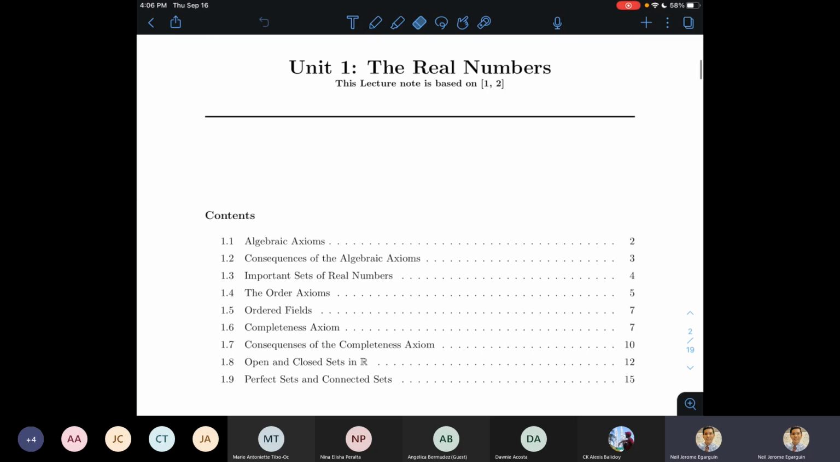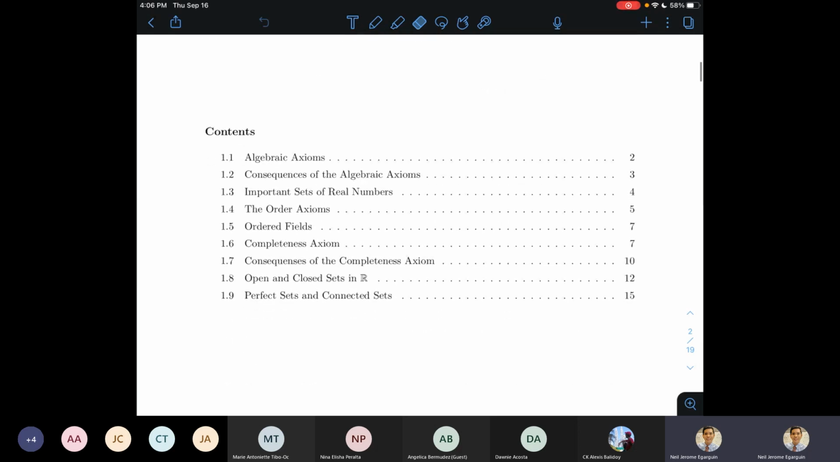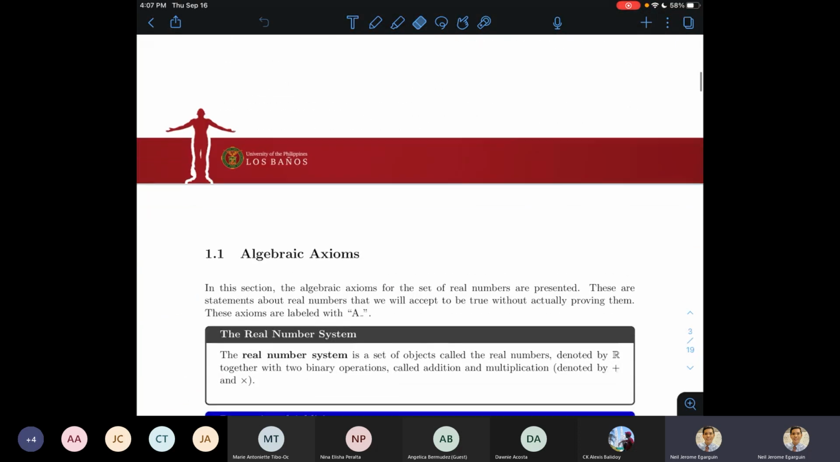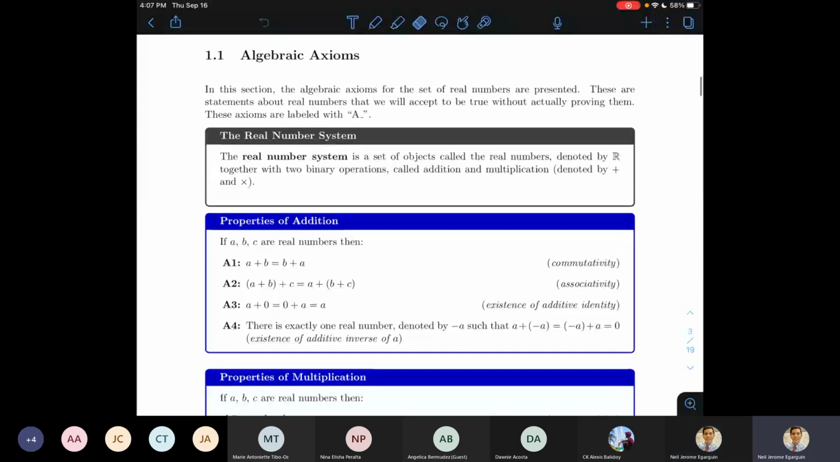So if you look at the lecture notes, you'll see 9 sections for this chapter. And hopefully today we'll be done with section 1.1. Okay. Now moving on. Okay, let's start. Algebraic axioms. So do you guys remember what an axiom is or how different an axiom is from, say, a theorem, a lemma, or a remark?